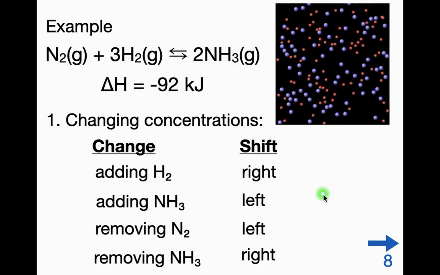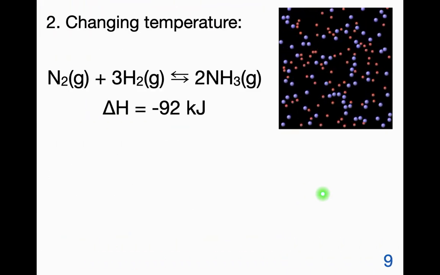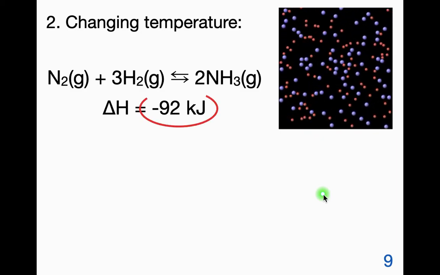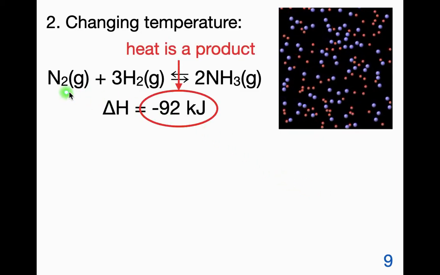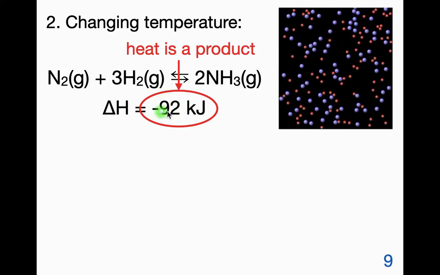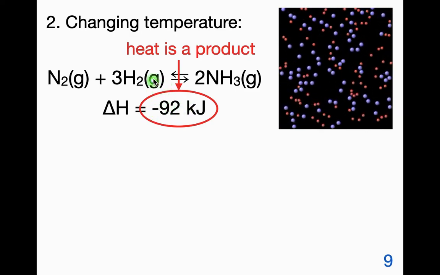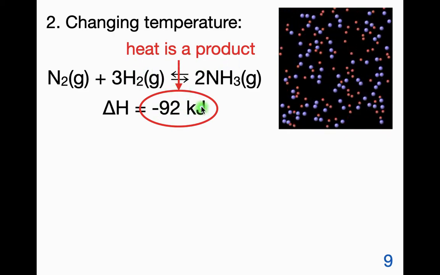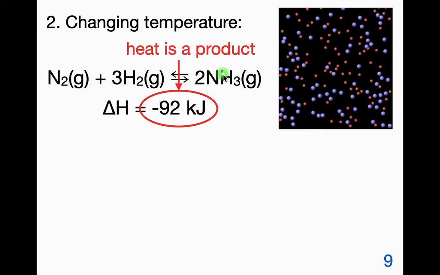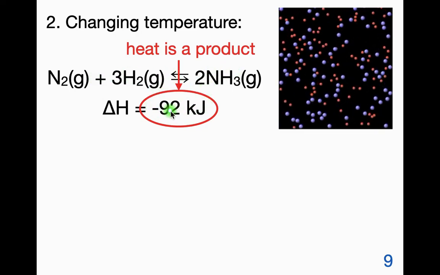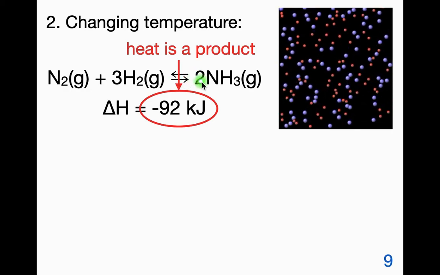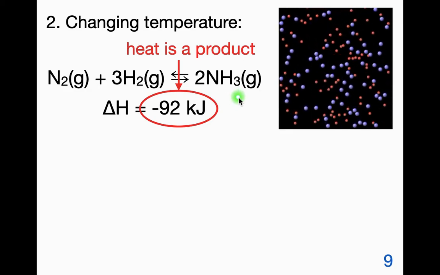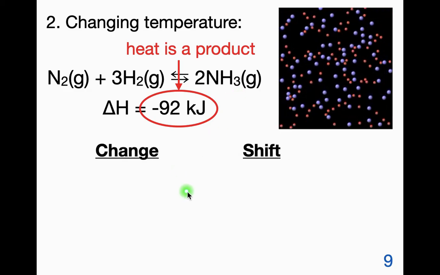Okay, now let's look at changing temperature. This is going to be very dependent upon whether the reaction is endothermic or exothermic. For this reaction, this is an exothermic reaction. So remember, if it's exothermic, that means that heat is a product. That's one of the things we did in the last unit, rewriting the energy within the equation itself. Remember that? Well, this is exothermic, so we could say that the products are 2 moles of ammonia and 92 kilojoules of energy.